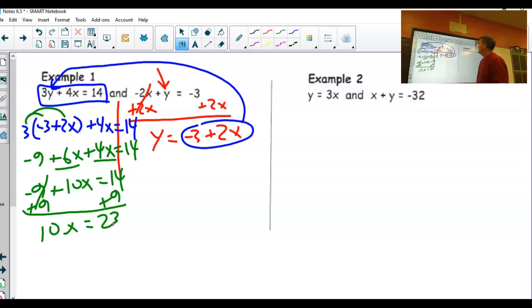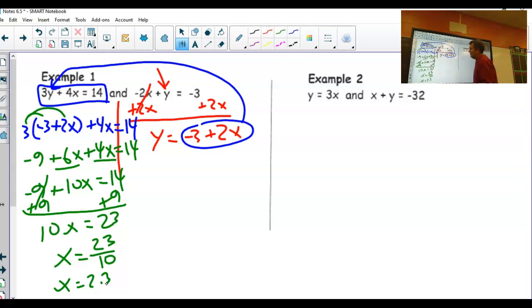And I would, just looking to see if I've done everything right, I guess I would divide by 10. And x equals 23 tenths, or 2.3. Man, I wonder why I gave you a problem that didn't have a nice answer to start out.